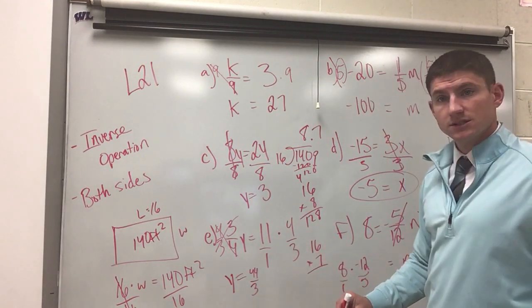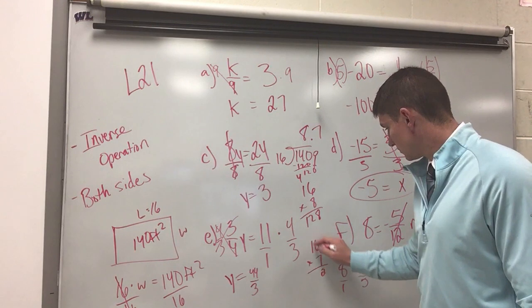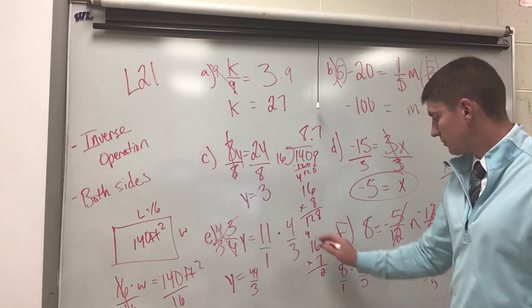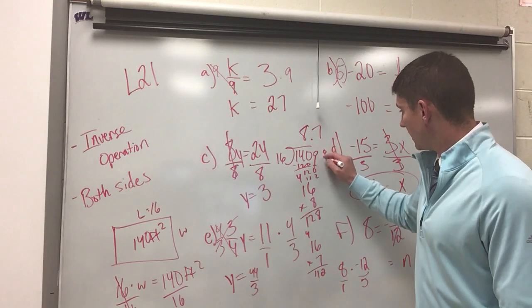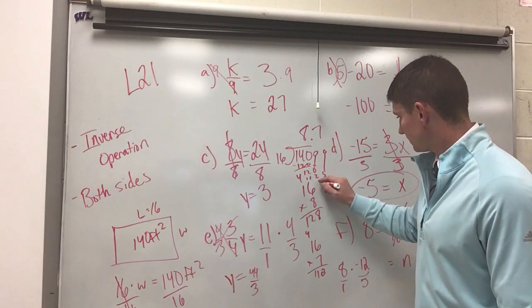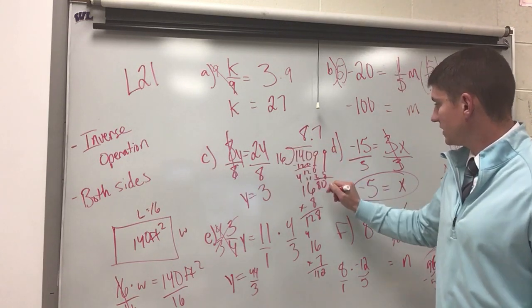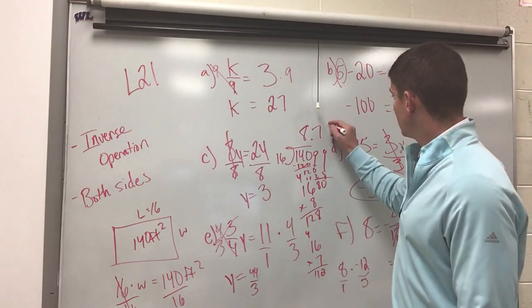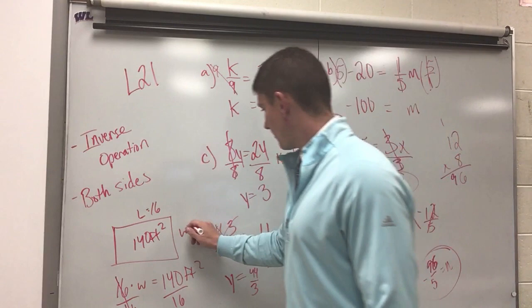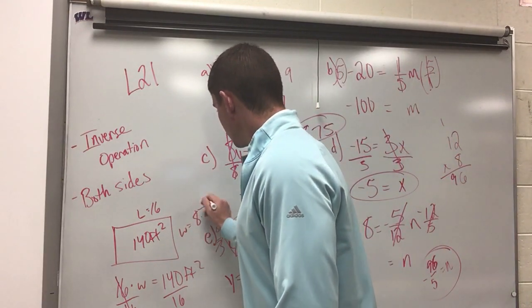16 times 7. 7 times 6 is 42. Carry the 4. 7 times 1 is 7 plus 4 is 11, so 112. It's going to be an 8. Bring that down. A 0. 16 goes into 80 5 times. 8.75. My width here is 8.75.